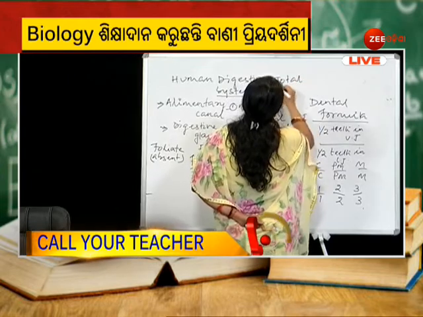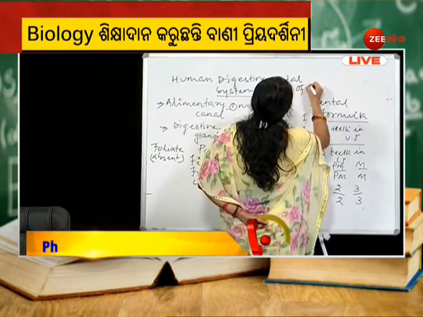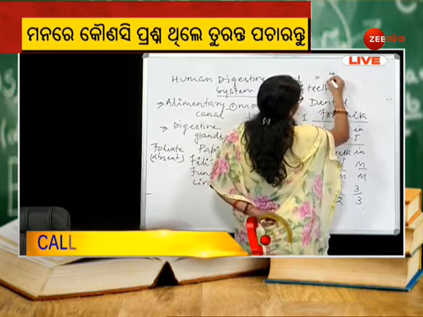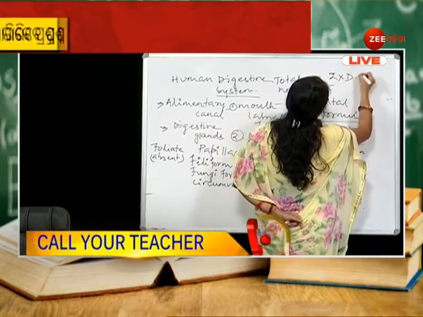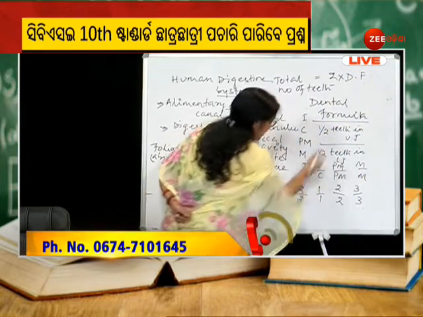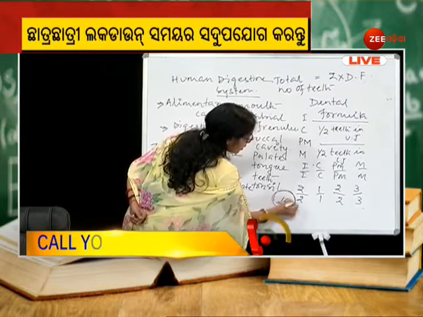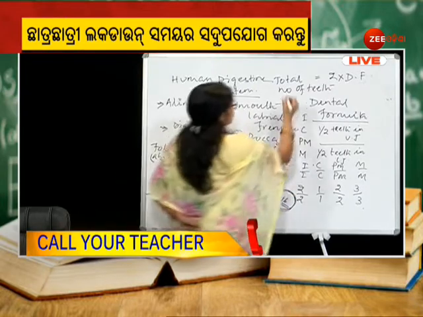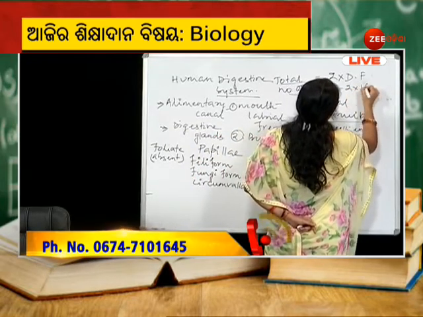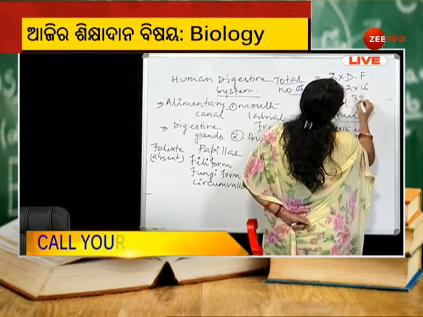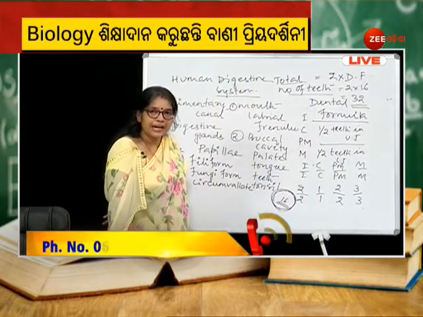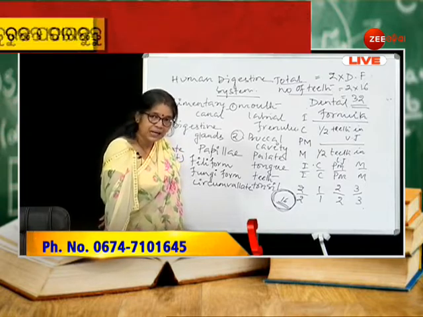The total number of teeth can be calculated through a formula, that is 2 into dental formula. According to the dental formula, in an adult the number of teeth is 16. So total number of teeth in case of human is 2 into 16, which is equal to 32. In this way the number of teeth in an adult individual can be calculated.